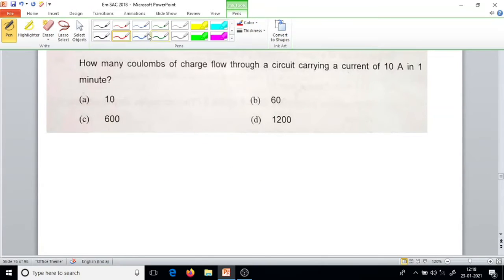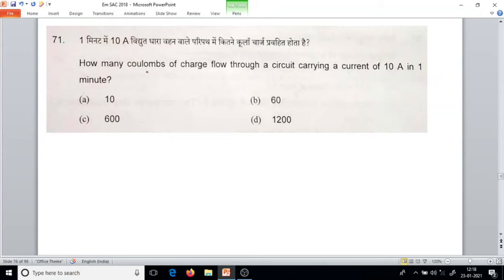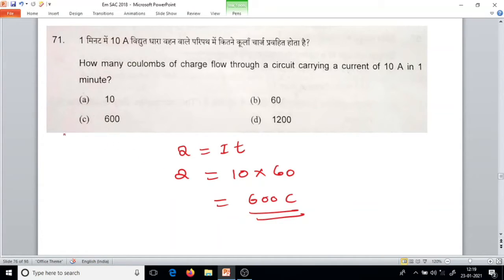Question number 71. How many coulombs of charge flow through a circuit carrying a current of 10 amps in 1 minute? So Q equals IT. That's the equation. So Q equals, what is the current flowing? That is 10 amps of current. How long is it flowing? For 1 minute, that is 60 seconds. So the answer is 600 coulombs. Option C.